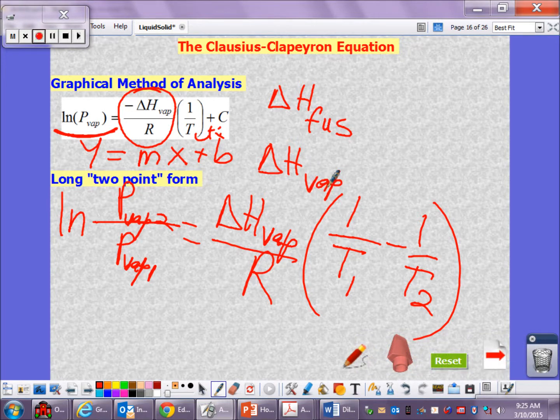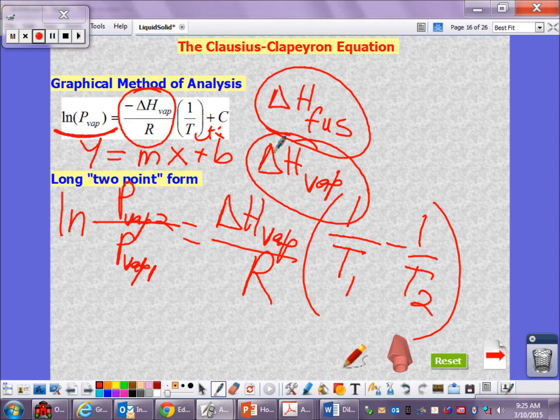So what is delta H of fusion? It is the amount of heat needed to melt 1 mole of a solid at a specific temperature. Or the molar heat of fusion is the amount of heat needed to melt 1 mole of a solid into liquid. Or delta H, the molar heat of vaporization, is the amount of heat needed to vaporize 1 mole of liquid into its vapor.